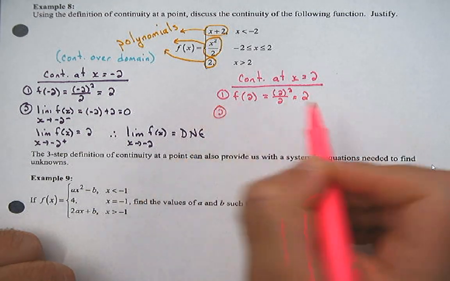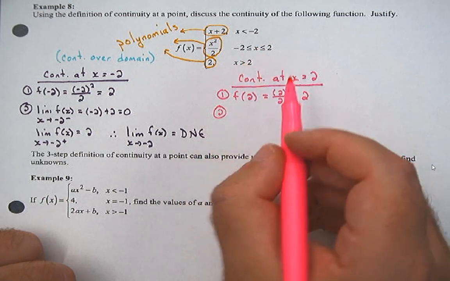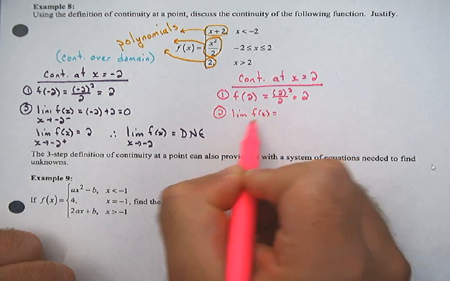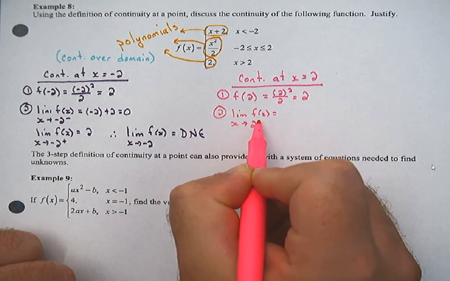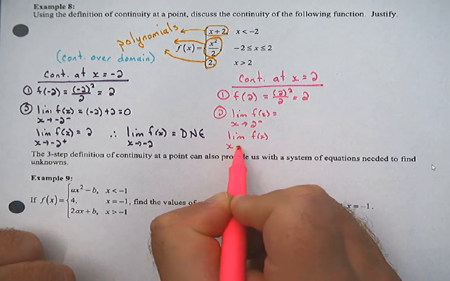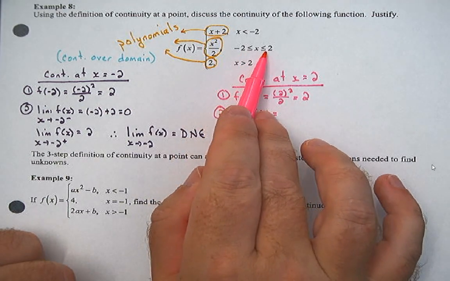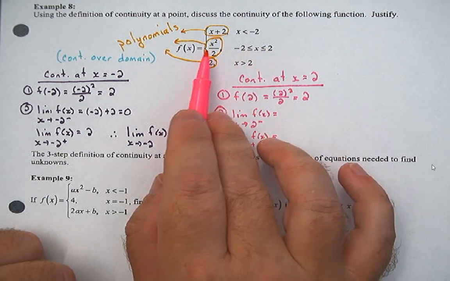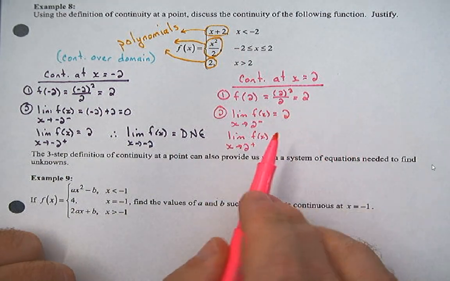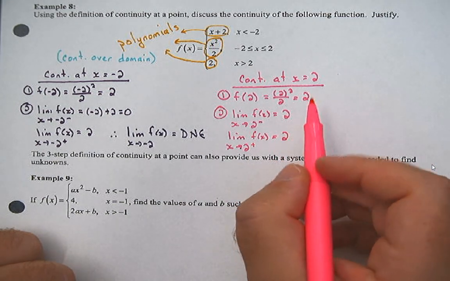Number 2, I need to now show that the roads are at the same height. So I want to figure out the limit of f of x as x approaches 2 from the left, and then the limit of f of x as x approaches 2 from the right. All these x's are on the left side of 2, so I would use this equation. We already did that, so we know that's 2. From the right, that is also 2, so life is good.